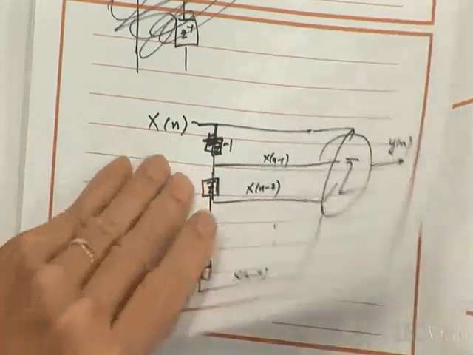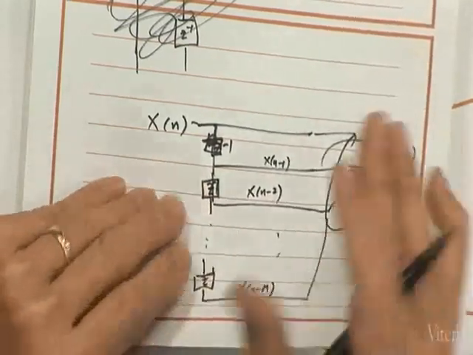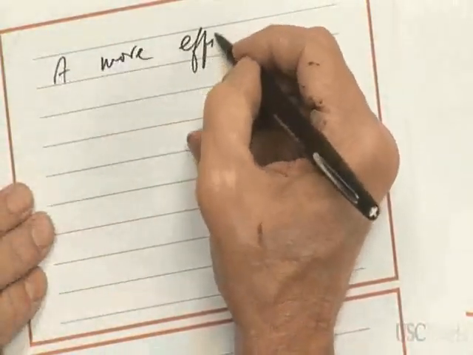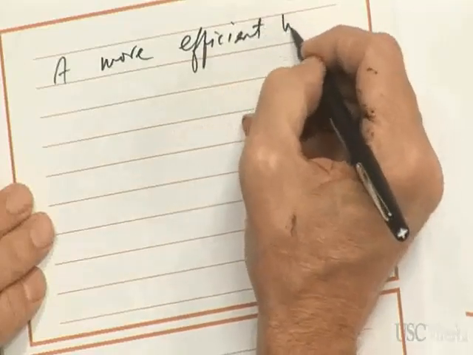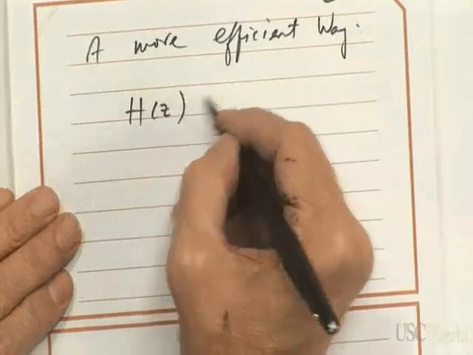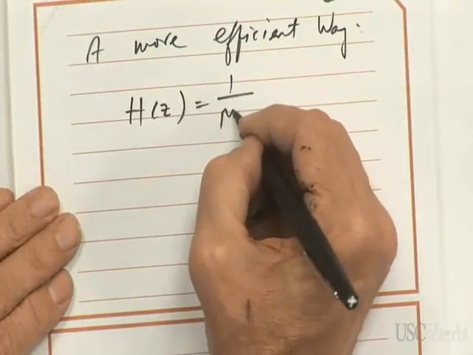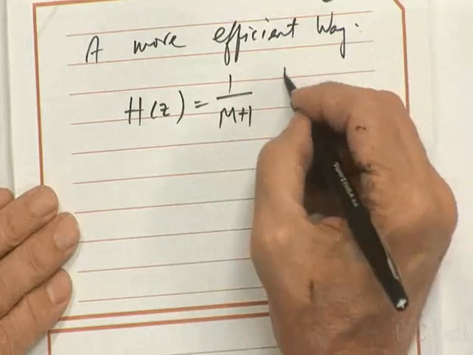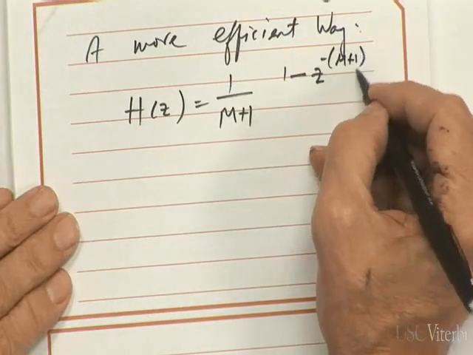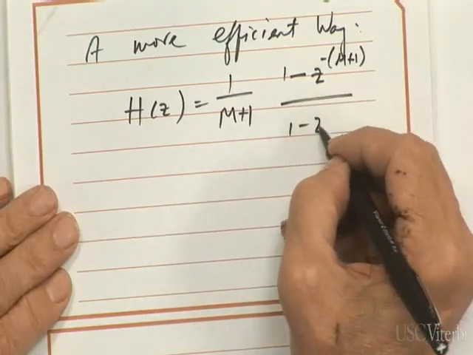Is there a different way? Now here's where the Z transform domain actually helps you from the point of view of implementation. Okay? So I will say a more efficient way. Well, let's go back to that Z transform. H of Z is equal to 1 over m plus 1 times 1 minus Z to the minus m plus 1 over 1 minus Z inverse.